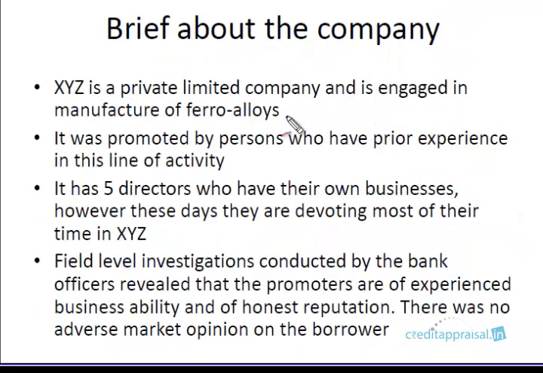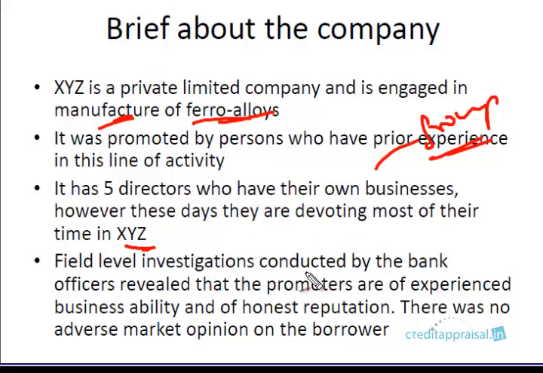Okay, brief details about this company. This company XYZ is a private limited company and is engaged in manufacturing of ferroalloys. It's a manufacturing unit, promoted by persons who have prior experience in this line of activity. The 5 directors have their own businesses. However, these days they are devoting most of the time to XYZ. So they have independent businesses, which we will consider as group companies, but most of their time these days goes to the present company XYZ.